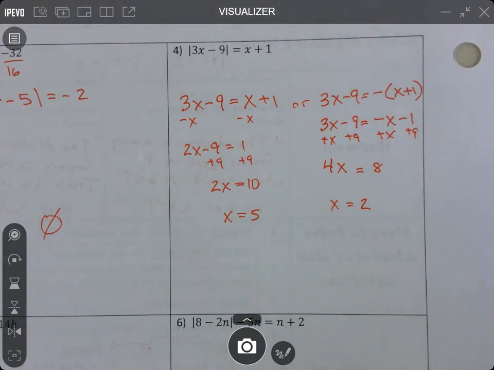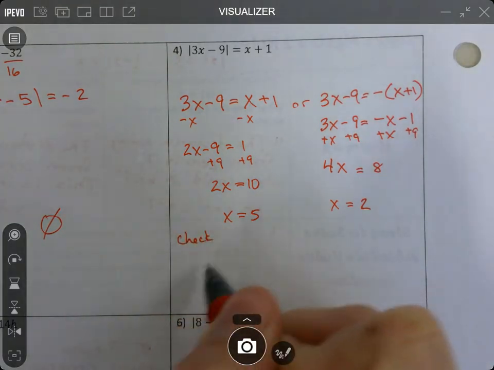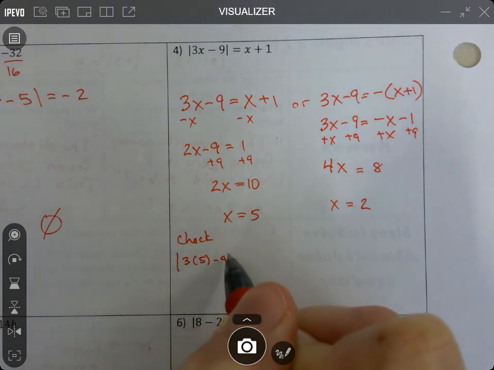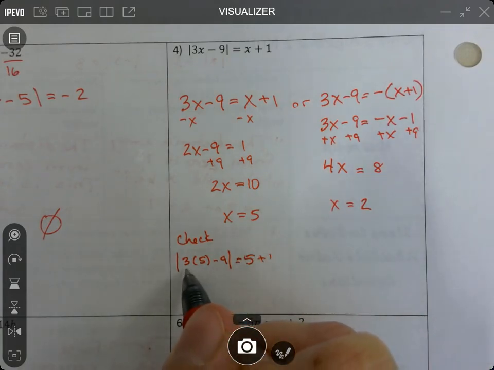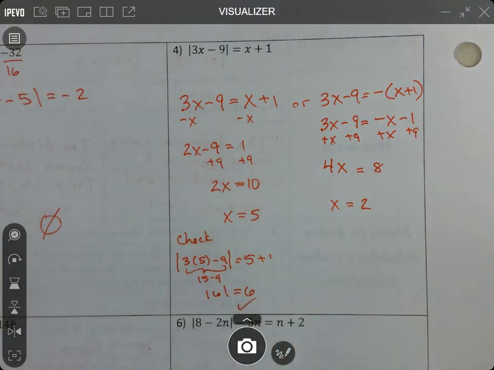All right, how do we check it? Go back to the very original. 3 times 5 minus 9 should equal 5 plus 1. Okay, well, that's 15 minus 9, which is 6. And the absolute value of 6 is 6, so I'm happy.